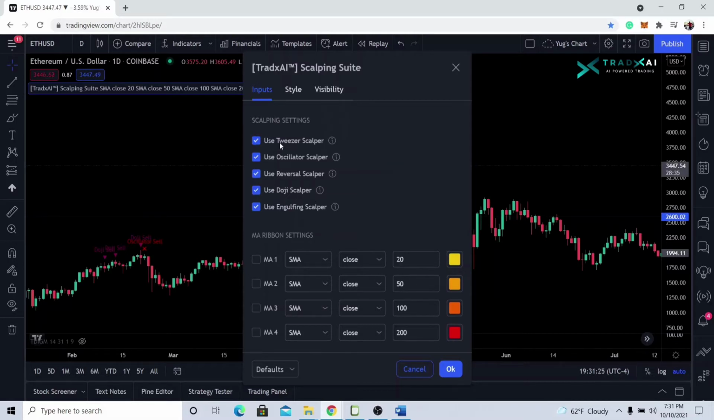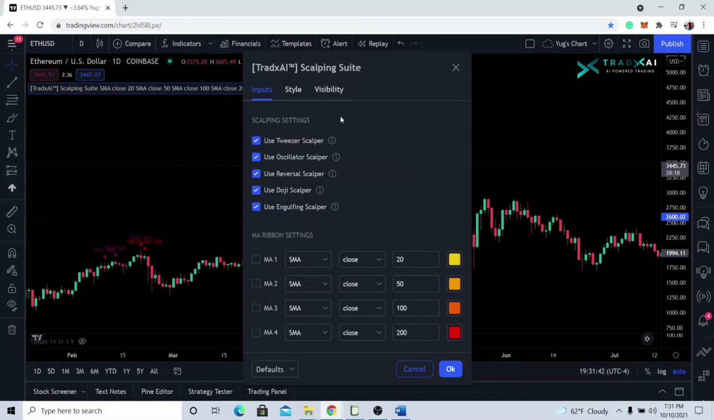On the script, we also have Tweezer Scalper which uses Tweezer candlestick pattern for signals, Oscillator Scalper that uses RSI for signals, Reversal Scalper that points out reversal areas, and Engulfing Scalper which uses engulfing candles for signals.